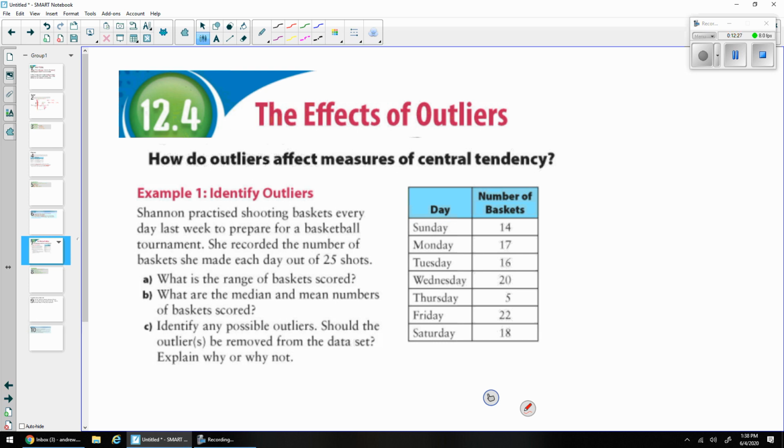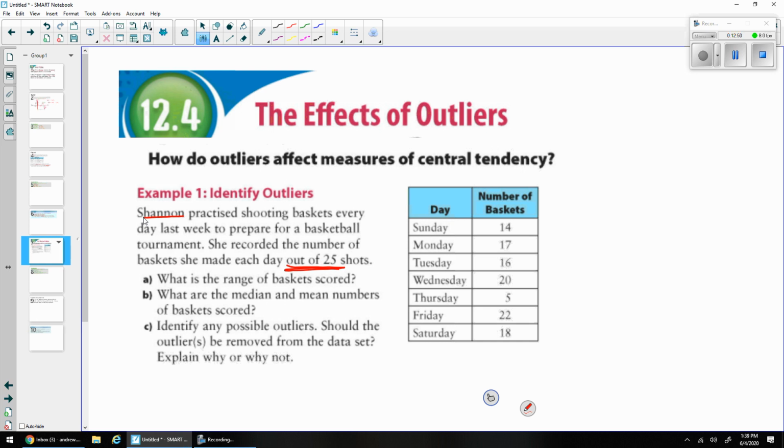Okay, so let's look at basketball shooting. Shannon practiced shooting baskets every day last week to prepare for a basketball tournament. She recorded the number of baskets she made each day, so out of 25 shots. So what is the range of the baskets she scored? So she shot 25 buckets each day. What is the range of how many she scored in the week?